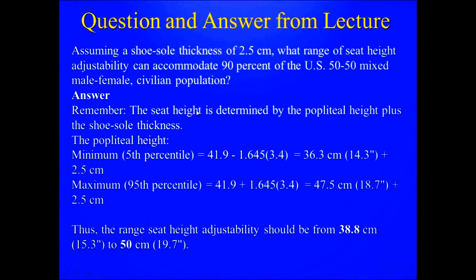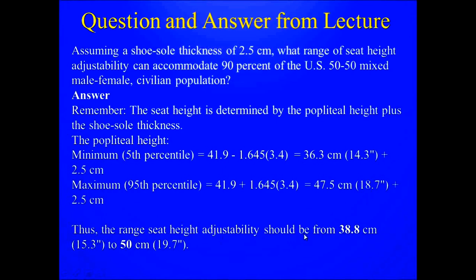Answers for the other calculations that we did. Remember, we did this issue with having a standard shoe on. We do these calculations here where we have our 41.9 value minus our z-score value and our standard deviation right here. And we come up with the value of 36.3, or 14.3 inches, plus we add the shoe. We do the same thing with the 95th percentile in terms of the mean. The z-score now is a plus, as you can see here. So it's 47.5, or 18.7 inches, plus the shoe.